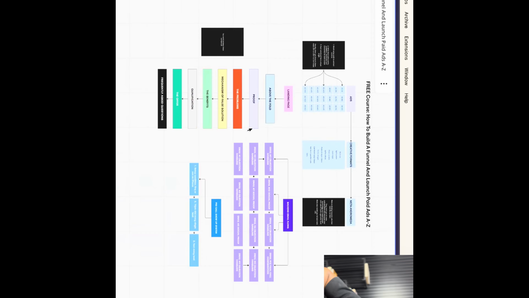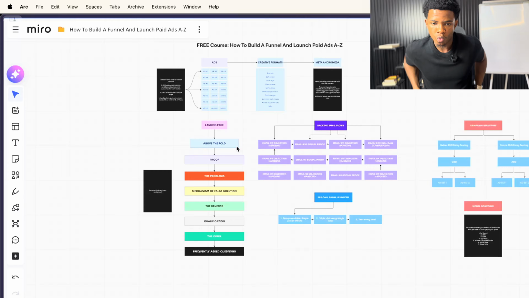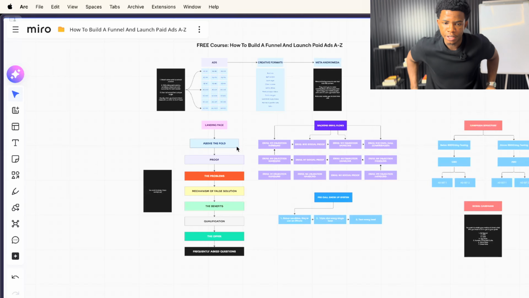So moving on to the next thing. The next is going to be your landing page, and this is one where a lot of people quite honestly drop the ball.